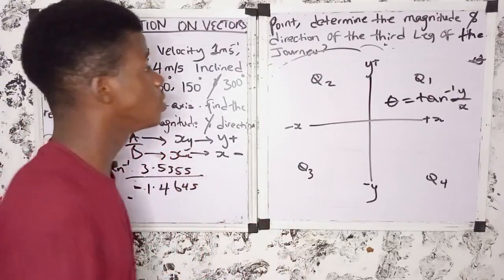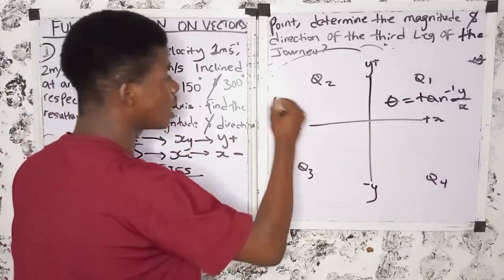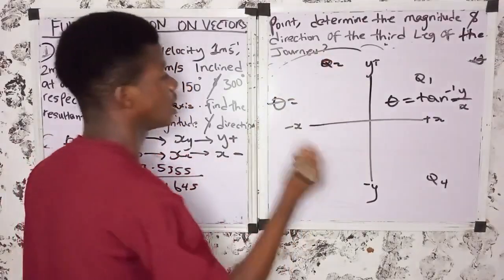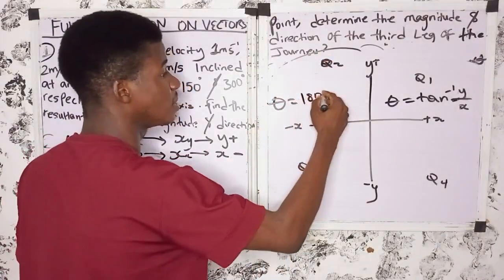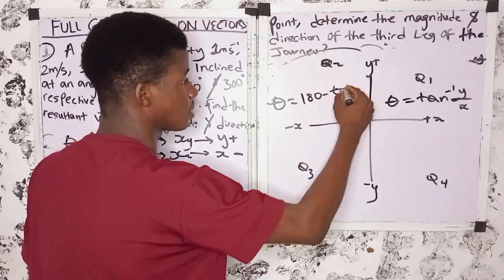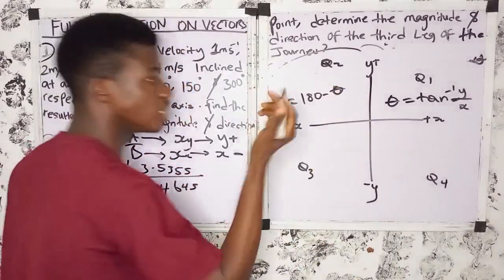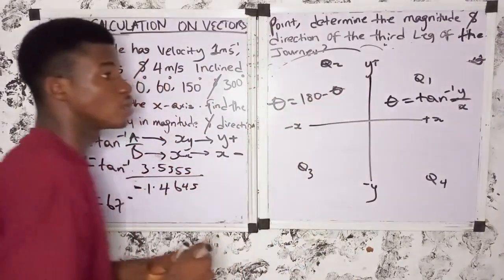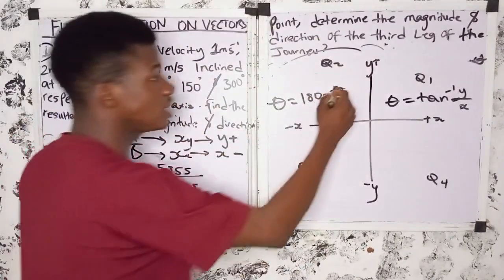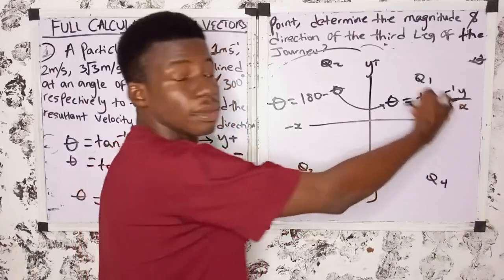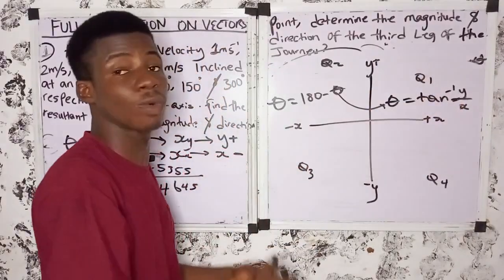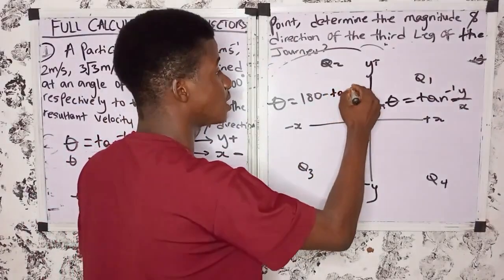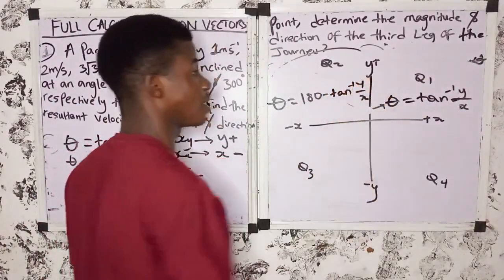It's very easy. Take note. The angle in the second quadrant will be 180 minus theta. Remember, theta is the inverse of tan y over x, so you can just say 180 minus shift tan inverse y over x.